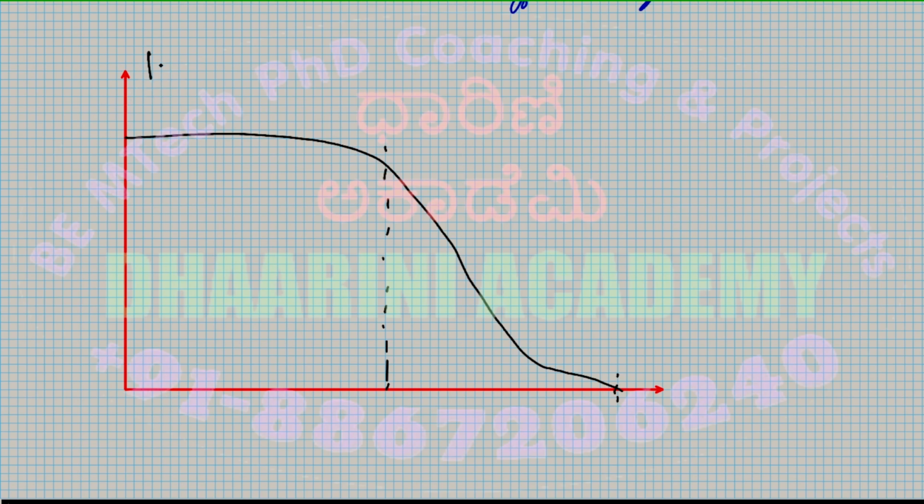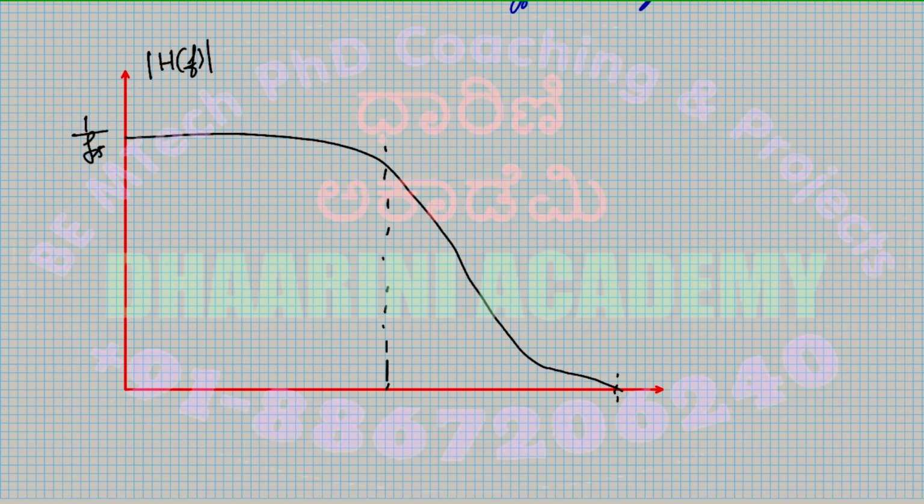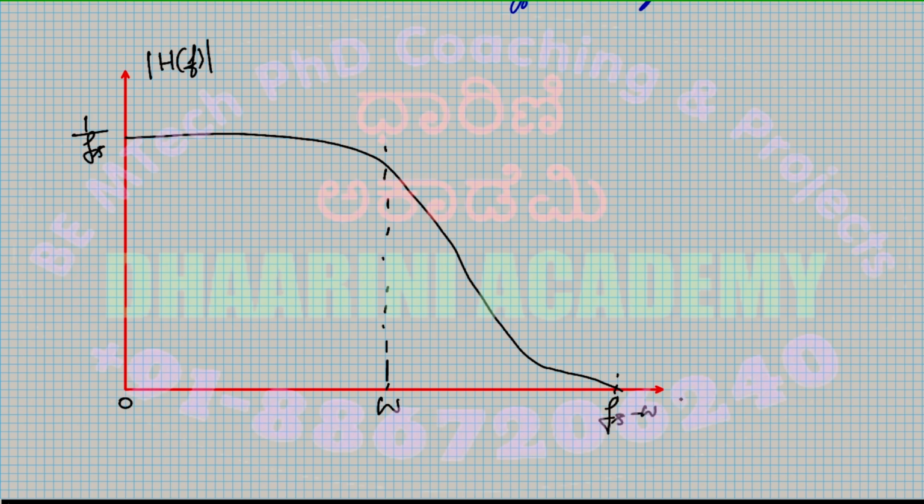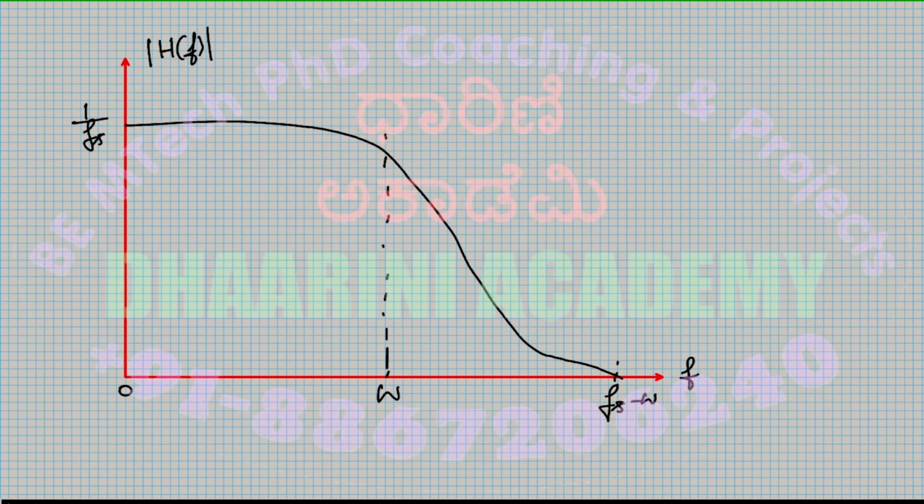So this is the reconstruction filter. We denoted that as magnitude H of f, with amplitude being 1 over fs, because there is an fs over there. When I multiply by 1 by fs, it becomes equal to 1. So I'm writing this part as equal to 1 by fs. Now, this is 0, this is w, and the highest possible value is fs minus w. So this is f. Let's denote the characteristics of the filter over here.